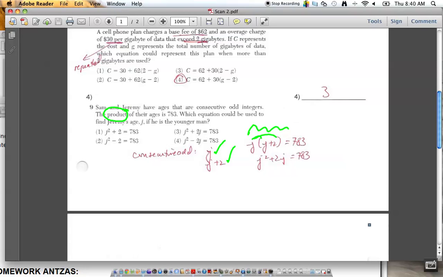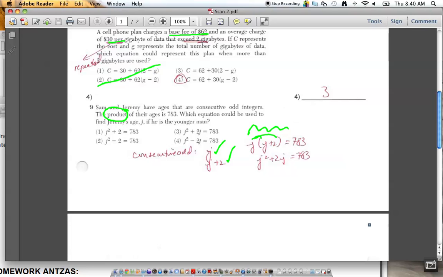Any questions on number 4? Okay. Now we go up to the next one, the cell phone, and I underlined some very important parts of this question. First off, there's this stuff about a base fee and this stuff about per gigabyte. Which one of those fees is going to repeat over and over again? Yeah, the 30 because it's per gigabyte. Since the 30 is the one that's repeating and the 62 is the base fee that you pay only once, it has to be choice 3 or 4. Now the question is, should you do 2 minus g or should you do g minus 2? Because the 30 is only for every gigabyte that exceeds 2.